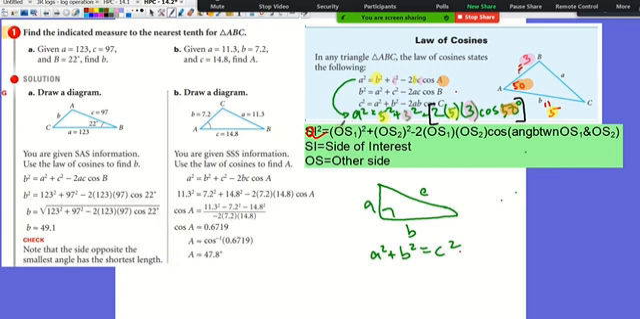Or let's call it 5. Other side 2, let's call it 3. It's the other sides, and then you just copy and paste it here. And then whatever the angle is in between other side 1 and 2, in this case, it's 50. That's the angle in between other side 1 and 2.